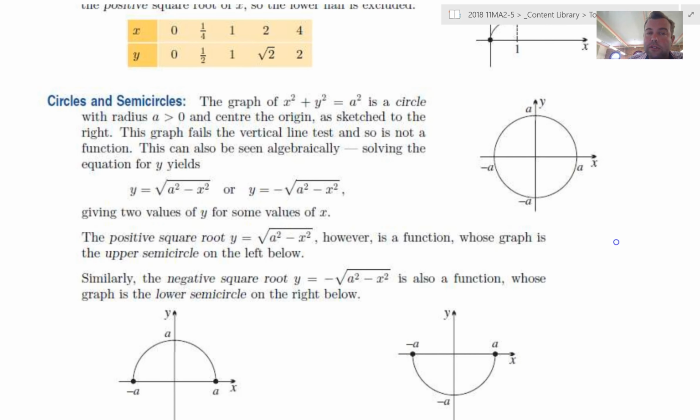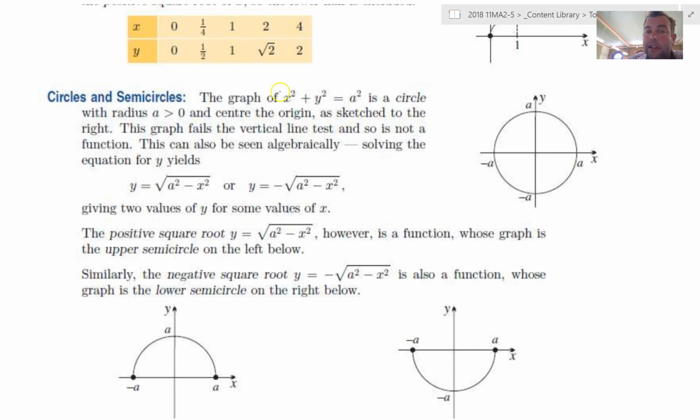Next up, circles and semicircles. These are wonderful. Now, if you see something like this, x squared plus y squared equals some other number, that's a circle, centre at the origin, and a radius of, well, the square root of that constant there.